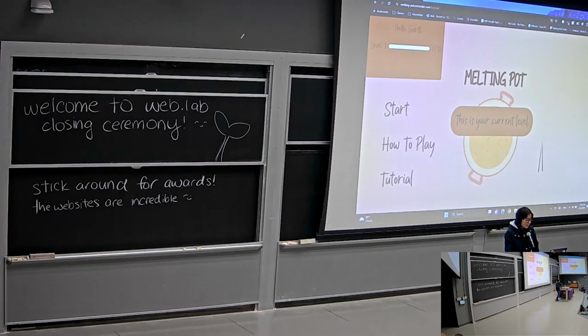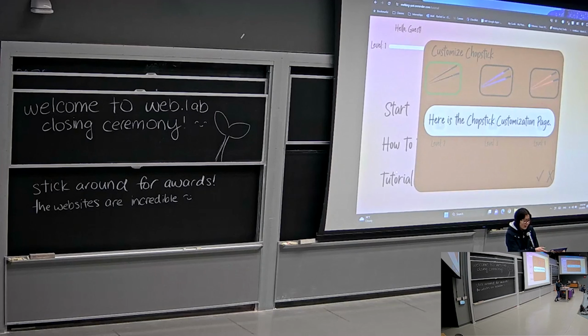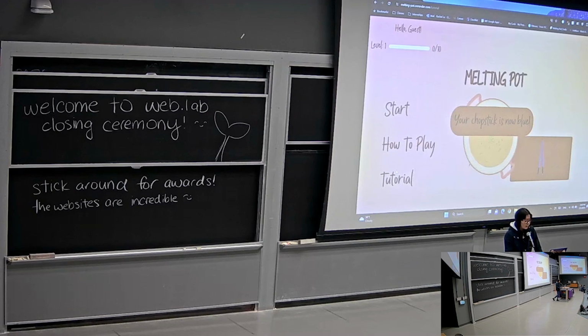So you can see right here, this is your current level. And you can gain XP by winning games. So every game, you get 10 XP. And as you level up, you can unlock chopstick designs. To change your chopstick design, you click on this chopstick, and you can see this customized chopstick page. Everyone starts with 3 default designs. So you see the black, the blue, or the red one. And you can unlock more designs as you level up. So let's quickly change it to blue, and then you see that the chopstick changed to blue.